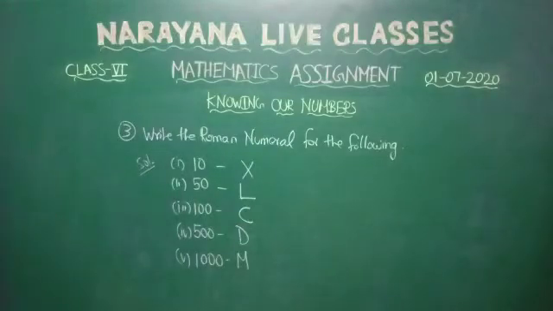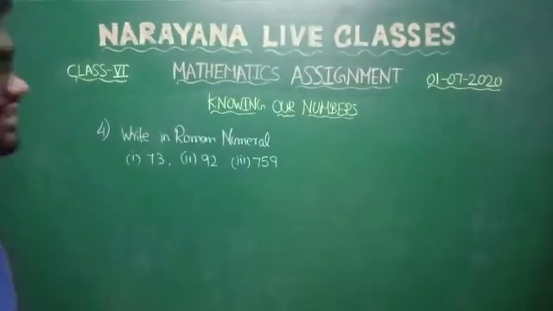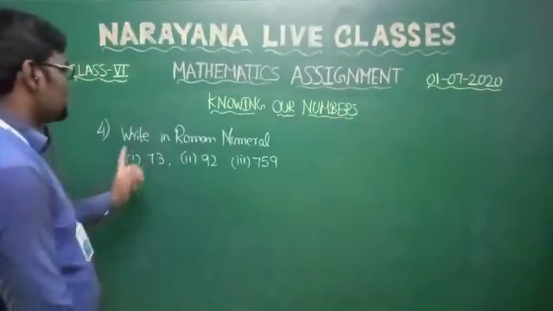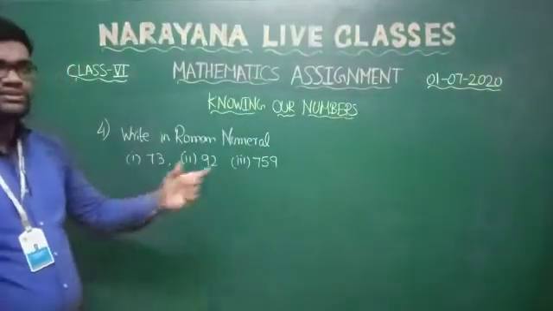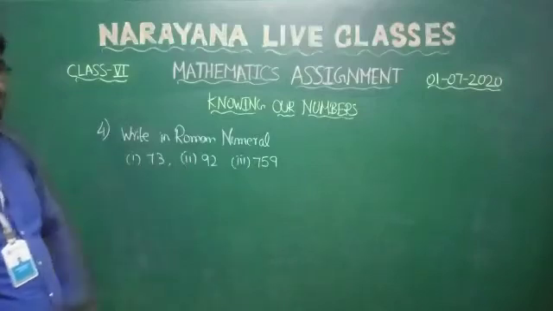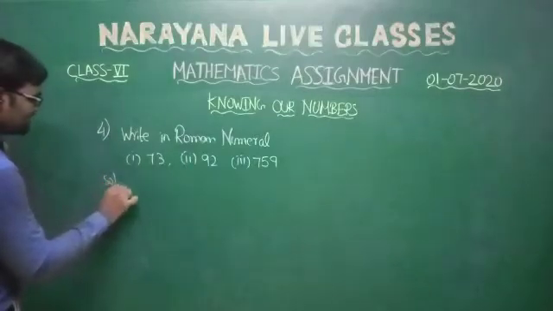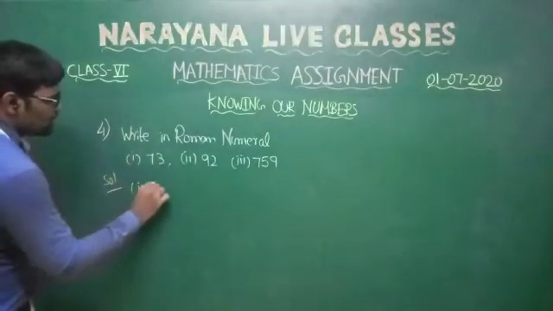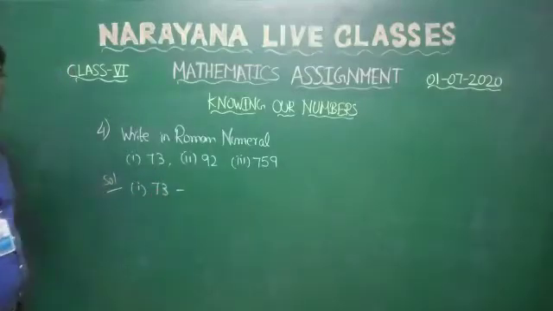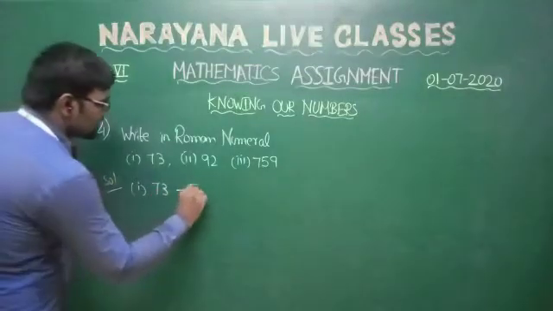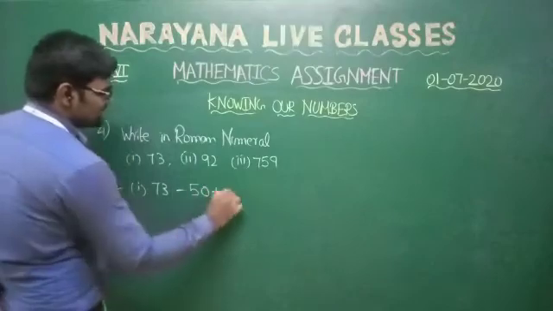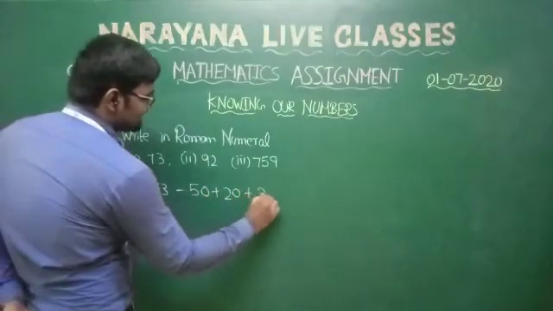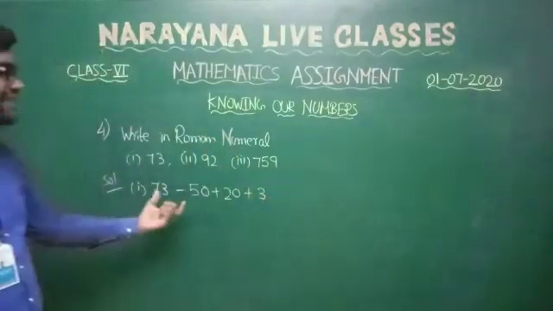Now we'll discuss the solution for the fourth problem: write in Roman numerals. Just now we saw the basics in the previous question. 73. First I want to write 73 in Roman numerals. I will write 73 as 50 plus 20 plus 3, because then we can write it like this.